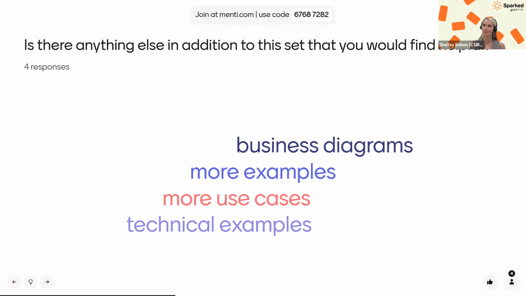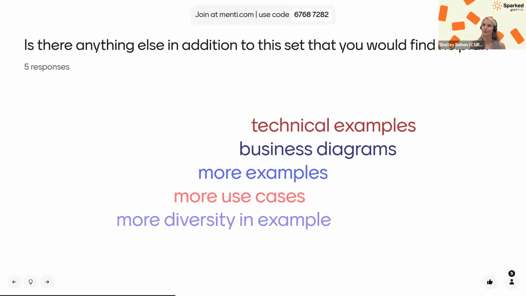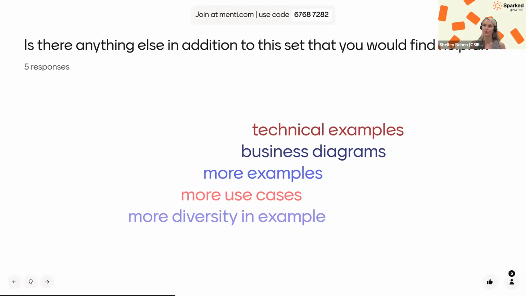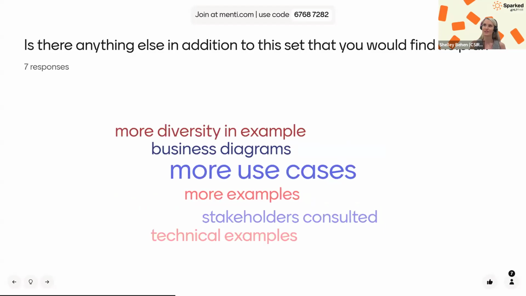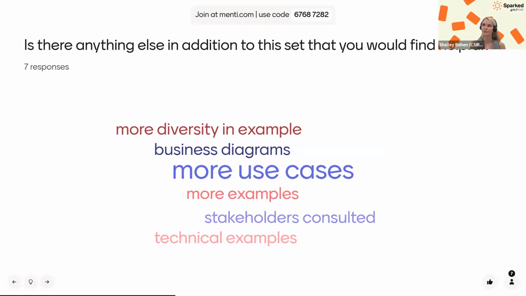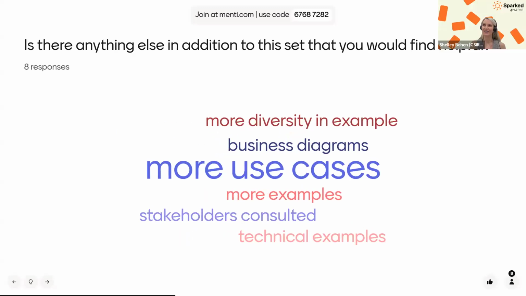Technical examples, more examples, more use cases. More diversity in examples. All good points. Business diagrams. That was me. I tried to use more words than is allowed. I think we might need to edit that, because I was going to say exactly what I meant by that. Do you want to elaborate, Danielle, given the character limit cut it off?